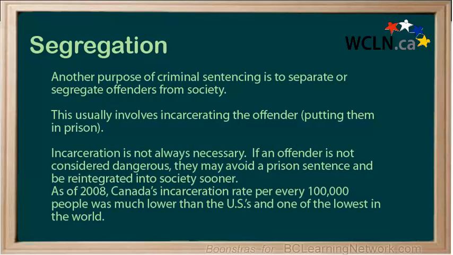Another purpose of criminal sentencing is to separate or segregate offenders from society. This usually involves incarcerating the offender, putting them in prison. Incarceration is not always necessary. If an offender is not considered dangerous, they may avoid a prison sentence and be reintegrated into society sooner. As of 2008, Canada's incarceration rate per every 100,000 people was much lower than that of the U.S. and one of the lowest in the world.